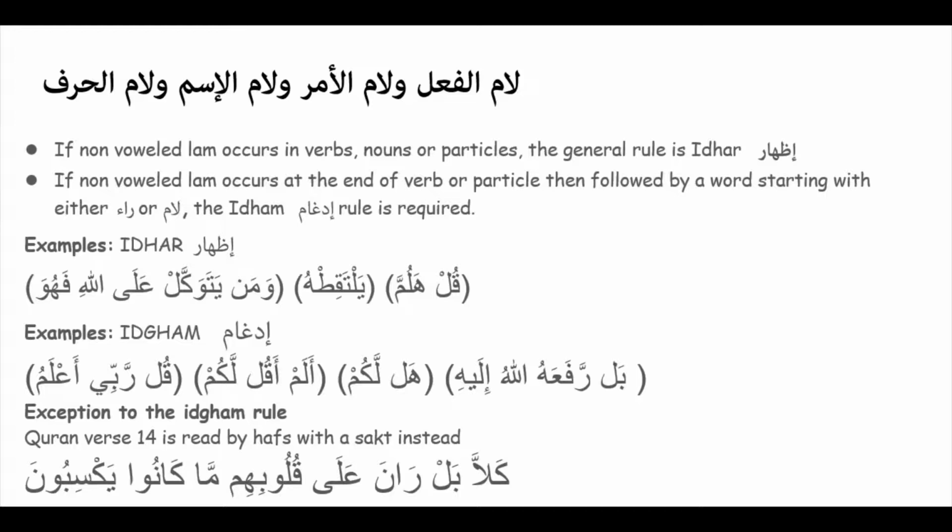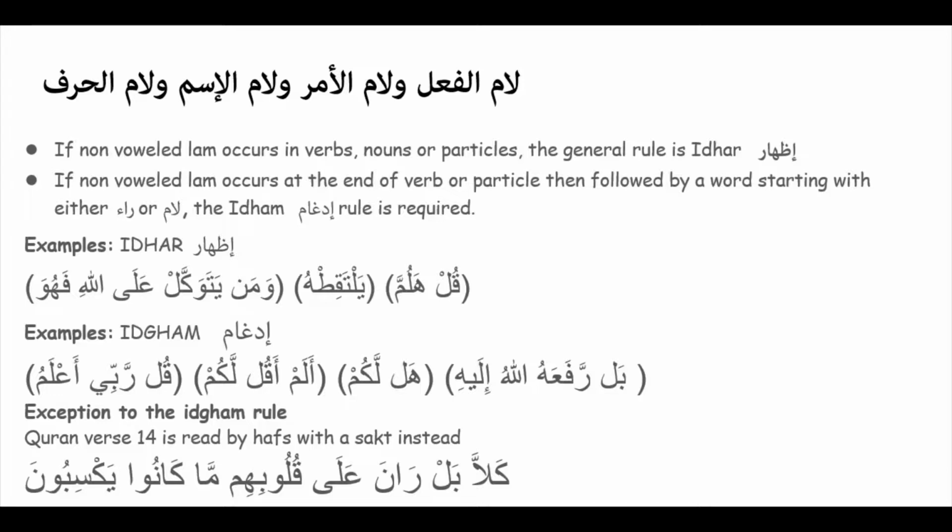The lam would have idgham when it occurs at the end of a verb, which is al-fi'l, or a harf, or particle, and is followed by either ra or lam. I hope this is clearly taken. So let us look at the examples for idhar and idgham.